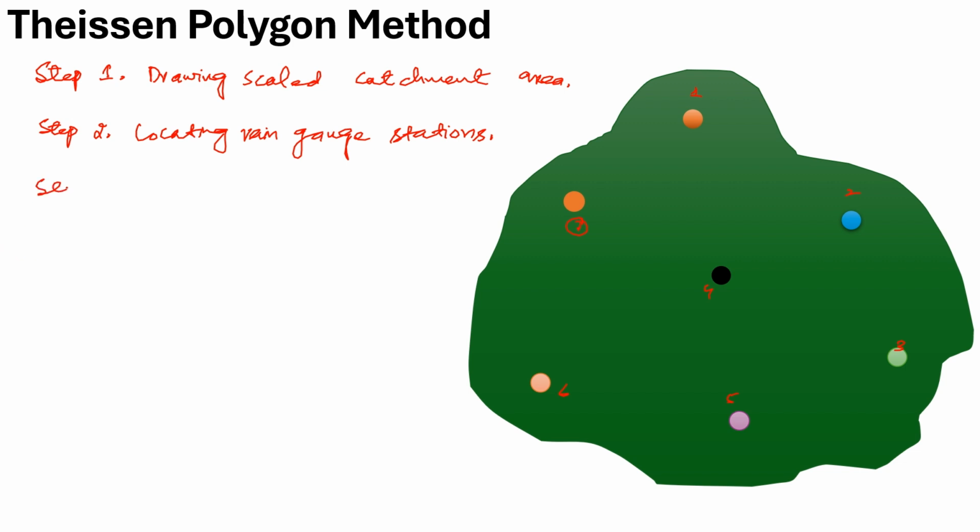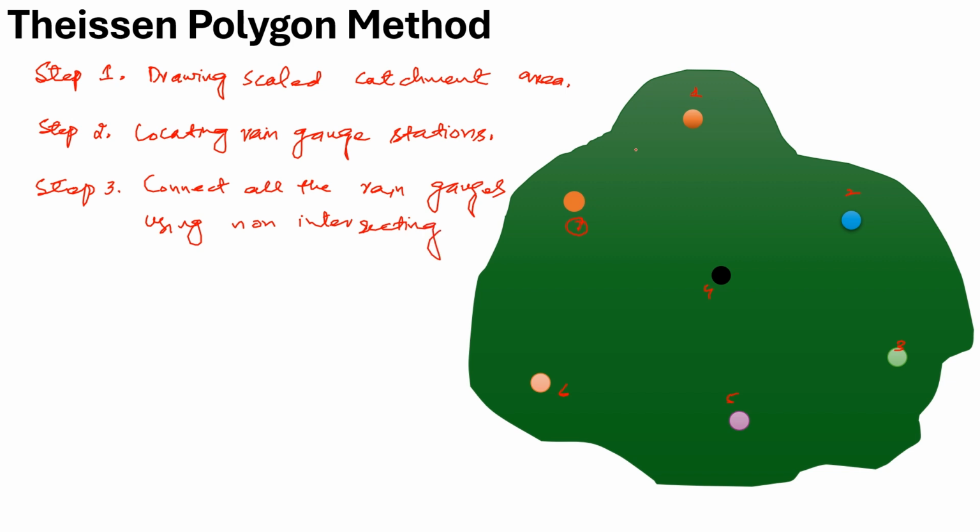And step 3 is a very simple step: we will connect all the rain gauges using non-intersecting triangles. This means if we connect rain gauge 1 with 2, then we will connect 2 with 3, 3 with 5, 5 with 6, 6 with 7, and 7 with 1.